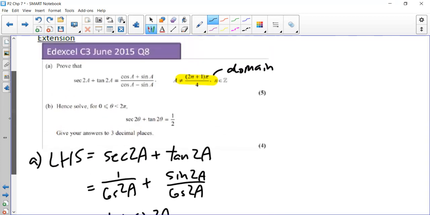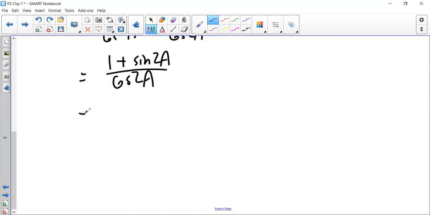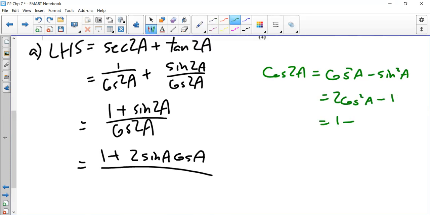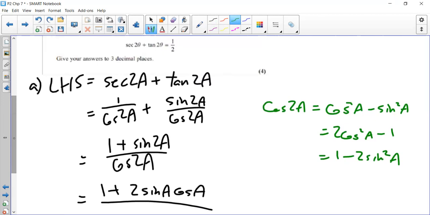Then I'll be thinking, what should I do with the numerator and denominator? Well, for the numerator, we know sine 2a could be rewritten as 2 sine a cos a. So that's fine. But for the denominator, cos 2a, we have 3 versions. Do you remember the cos 2a? What are the three variants for cos 2a? Pause the video and think about what they are. They are cos squared a minus sine squared a, 2 cos squared a minus 1, and 1 minus 2 sine squared a. The question for you is, which one do we choose to make it into? And what's the reason why? How would you justify that, if you had to explain to someone why you chose that one?